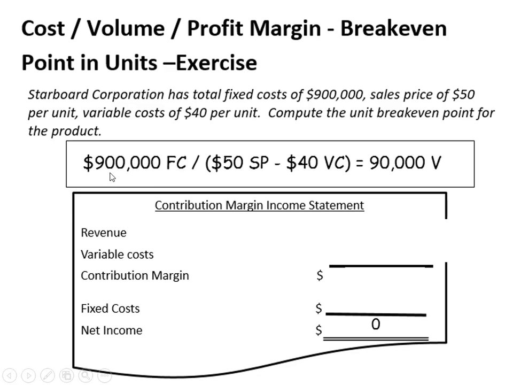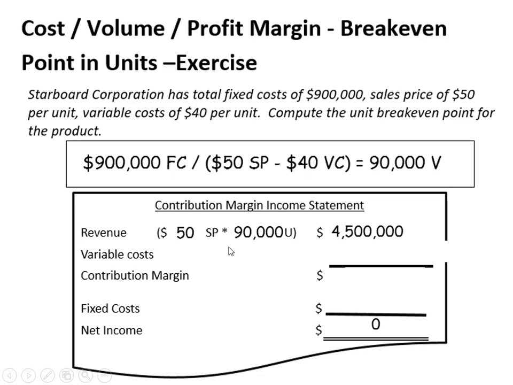It's going to be our $900,000 fixed cost divided by our contribution margin, and our contribution margin is equal to our $50 selling price minus our $40 variable cost. So in effect, we're going to have a unit contribution margin of $10. So we divide the $10 into the $900,000 fixed cost, and we come up with the volume of 90,000 units. So what this says is it will take us 90,000 units in order to break even.